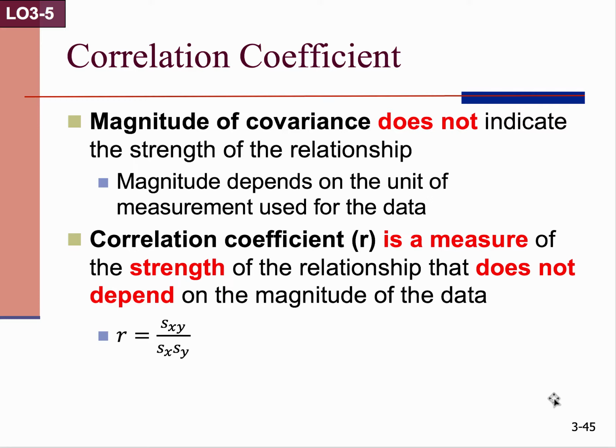So, a summary: the correlation coefficient is the way that you can measure the strength between one variable and another variable. The covariance indicates if we have positive or negative, but the magnitude depends on the unit of measurement used in the data. So that's why we cannot really use it to indicate the strength. We always use the correlation instead.